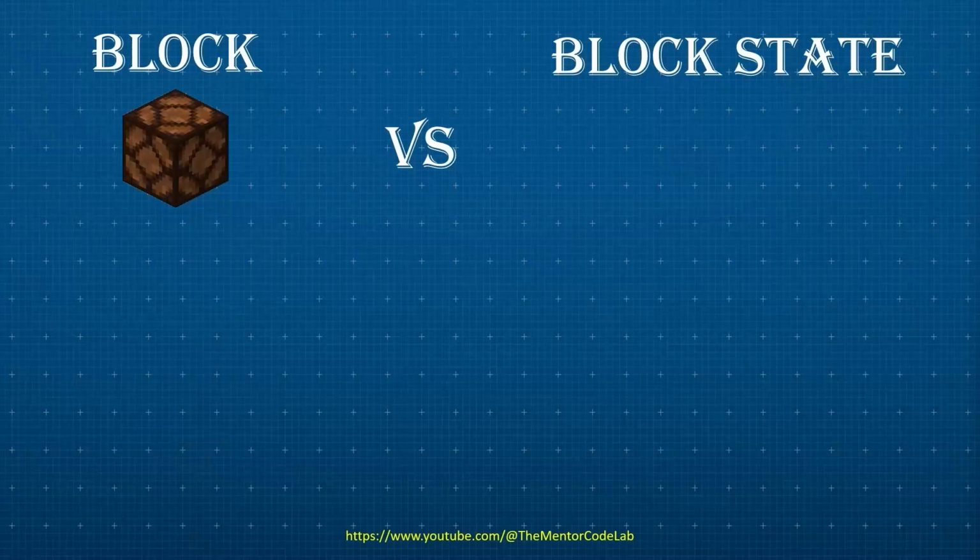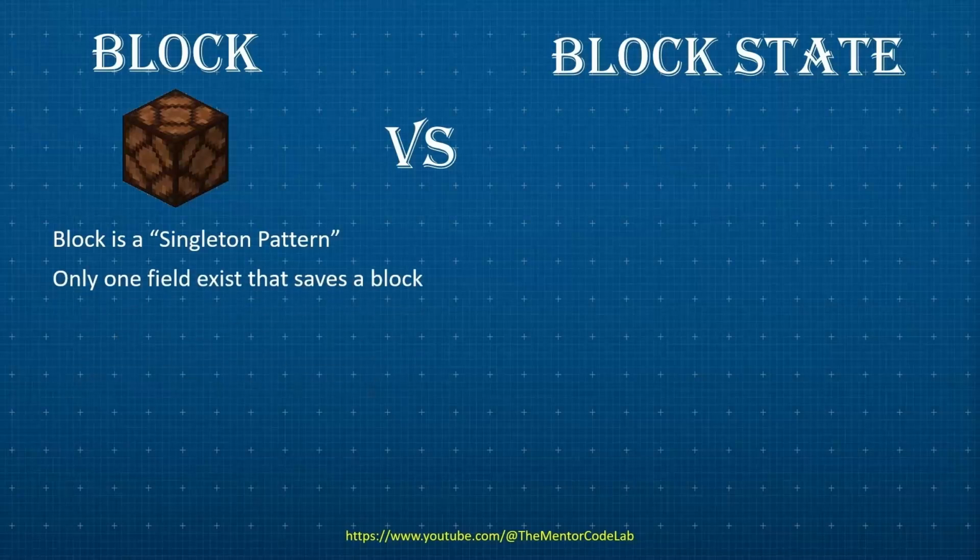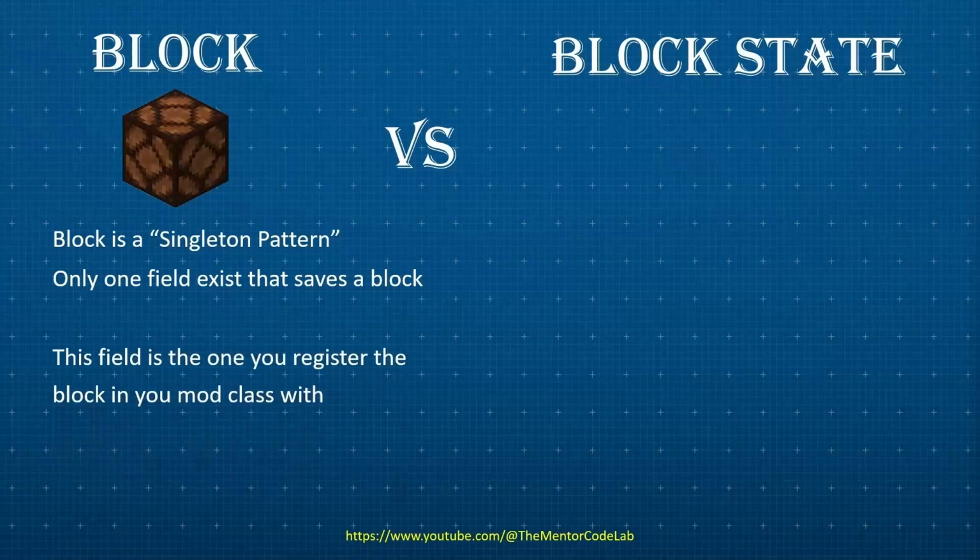Normally, when you have a block, it is a single pattern inside your code. What does it mean? It means that we have only one field that is saving the block. And that field is where you are registering that block inside the class, inside your mod. Basically, we have a singleton. What is a singleton? Well, there are tons of videos out there about singleton pattern coding. Basically, wherever you are calling an instance of a code, you are using a singleton, meaning that a class exists with only one instance in the whole program.